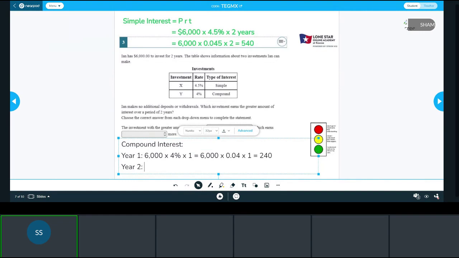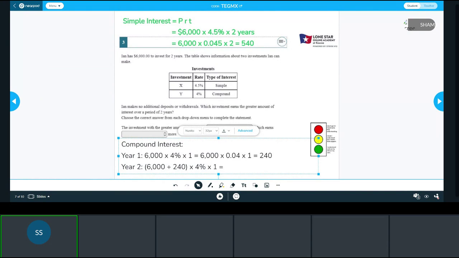Now I am going to be earning interest on the $6,000 plus the interest I earned in year 1. I earned $240 in year 1, right? This is the new principal. I'm not going to earn interest just on 6,000 every year. I'm going to be earning interest on the new balance, and that includes the 6,000 as well as the interest from year 1, that is 240. Then I'm going to multiply by 4% times 1, because I'm finding for each year separately, that also makes up just that 1 year, right?